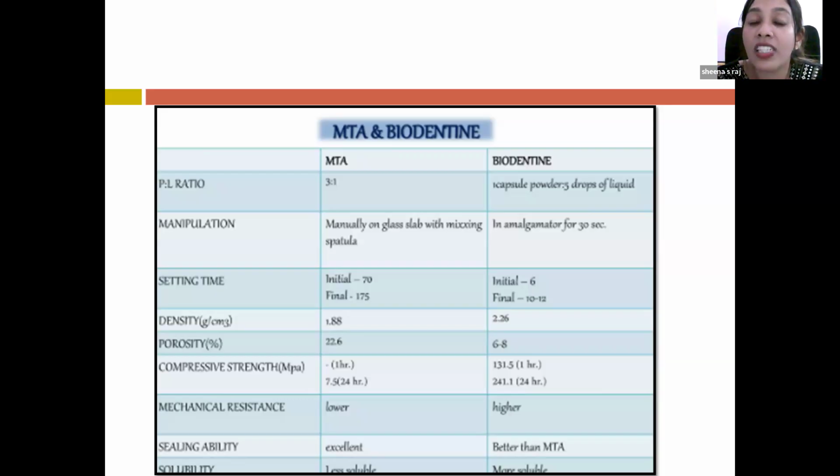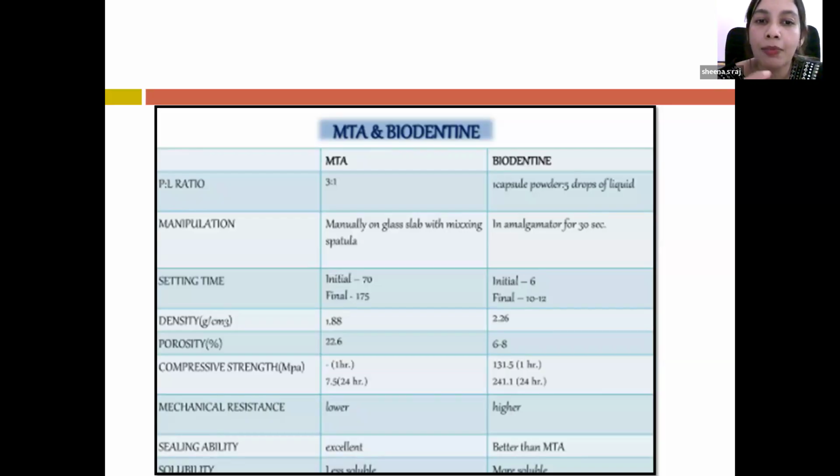Even when a question is asked on perforation repair or an apexification procedure, MTA and biodentine are used, so you can apply this answer there also. The powder-liquid ratio is 3:1 for MTA, while for biodentine it is one capsule and three drops of liquid.